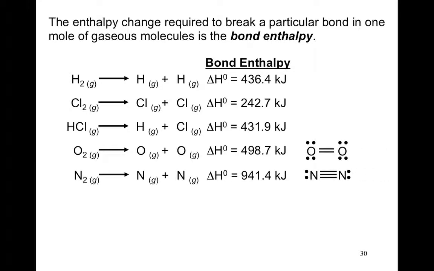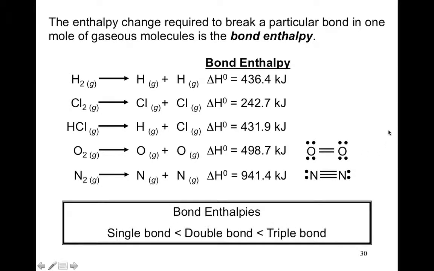We left off talking about bond enthalpy, or the energy that you would need to input to break a bond. And we showed how our delta H was increasing with double bonds and triple bonds. Now it took a lot more energy to break a triple bond than it did to break a double bond. And so that's where we left off.